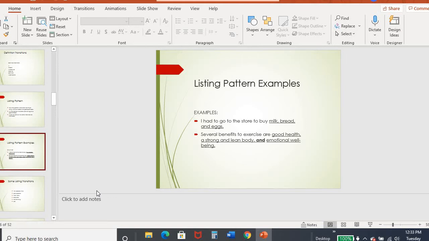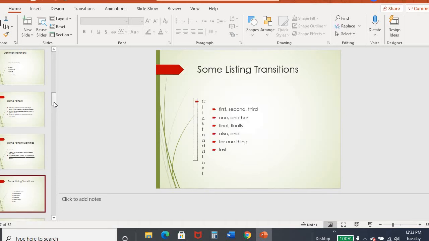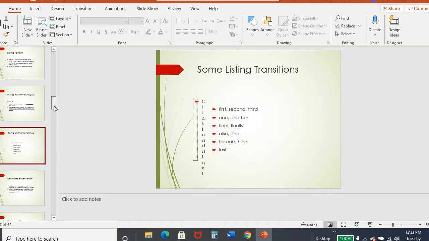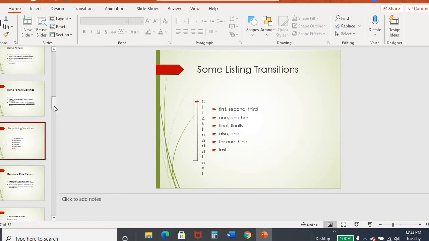Lists are often set aside by commas, or there's a list of benefits to exercise: good health, strong and lean body, emotional well-being. If an author is using a list, well, first of all, if it literally is a list of things, or they may use words like first, another, also, last, to let you know that they are putting things in a list. And they don't have to be in any specific order. A list can be randomly organized.